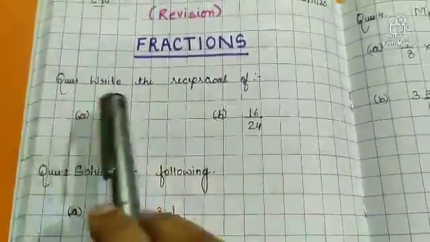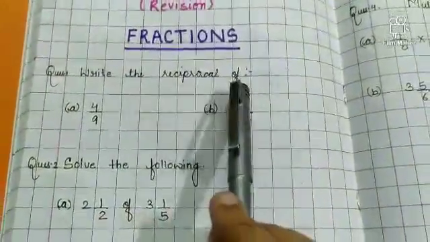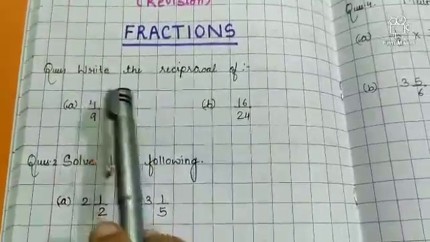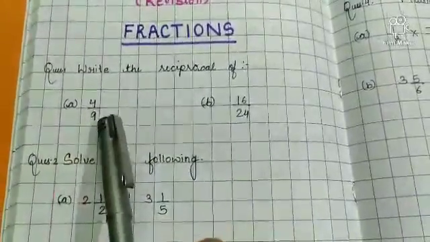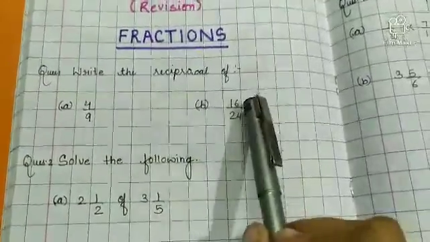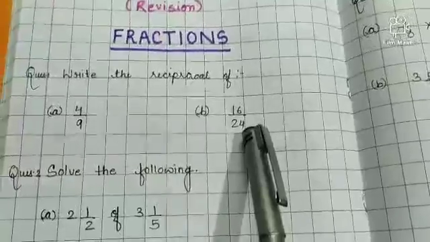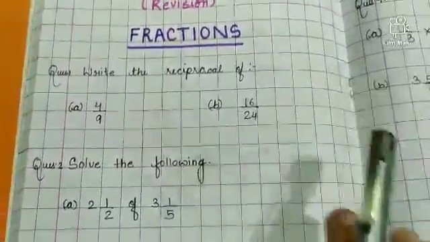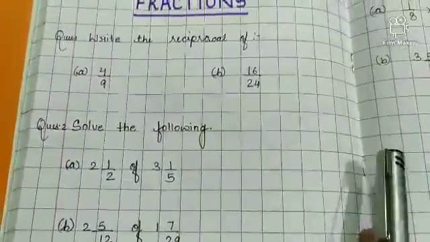So question number 1 is, write the reciprocal of. You have to write the reciprocals of these two parts. Like 4 by 9, तो reciprocal क्या हो जाएगा? 9 upon 4. 16 upon 24, तो reciprocal क्या हो जाएगा? 24 upon 16. Okay, note down this question.